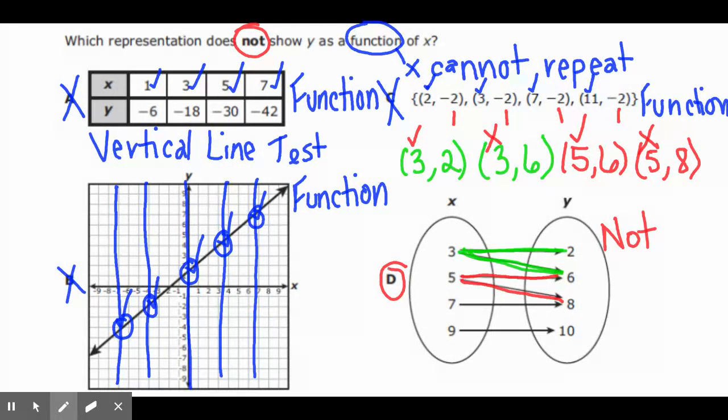Remember to always verify the x values. In a table, they'll typically be labeled. In an ordered pair, remember x is the first number. In a mapping, you'll have one arrow from each x value, and for a graph, we're going to use the vertical line test. As long as the graph only crosses the vertical line one time, it is a function.